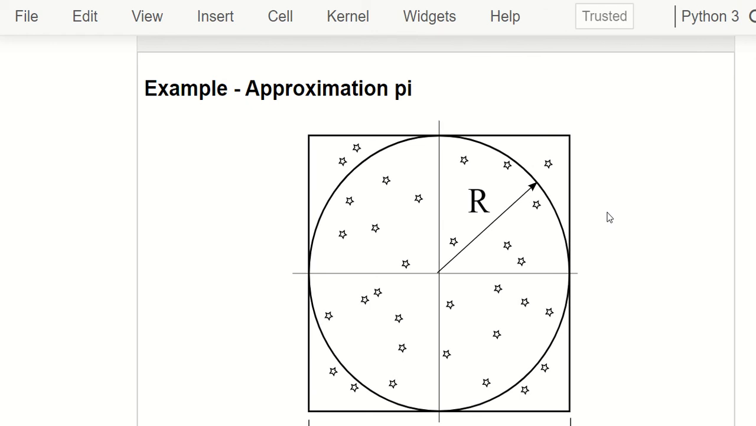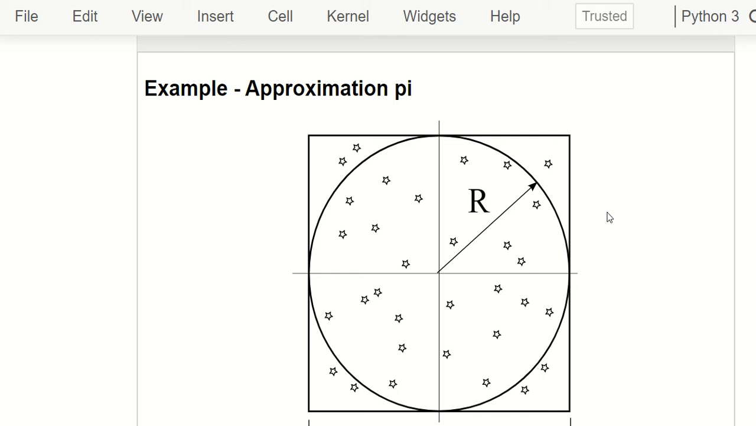Okay, so we move on to the next example, and in this example, we'd like to calculate an approximation to pi. Like the normal pi, that's the ratio between the area of a circle and its diameter, right? But we are going to do this in a kind of a very funny way.